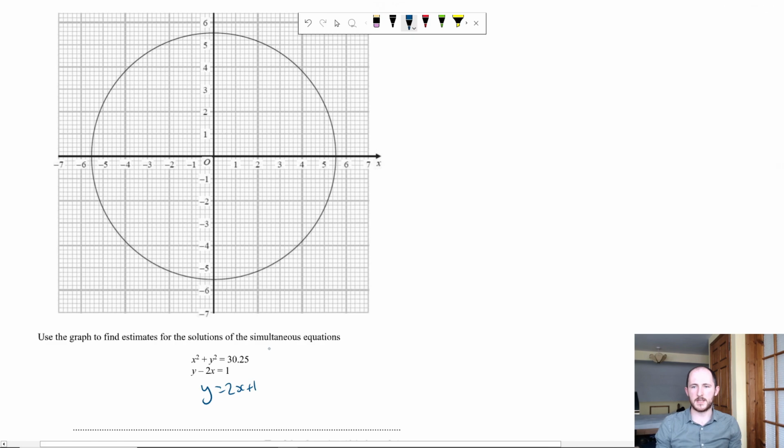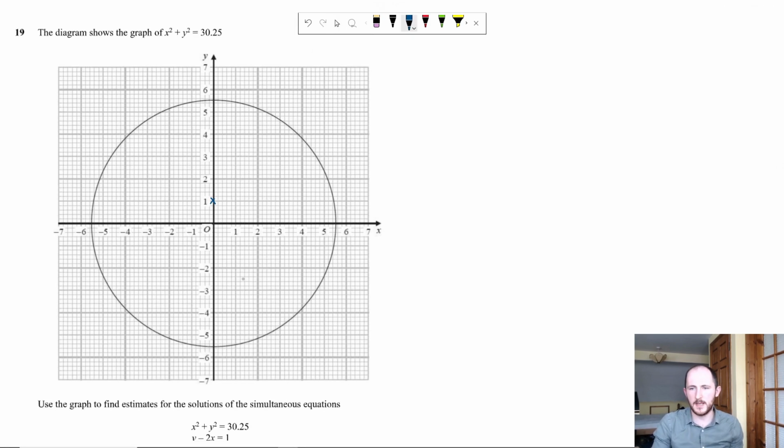So we need to rearrange this to give us y is equal to 2x plus 1, and then let's plot that graph. So it crosses at 1, and then every 1 to the right it goes 2 up. So let's do this, and like I said, the actual mechanics of me doing this is interesting.